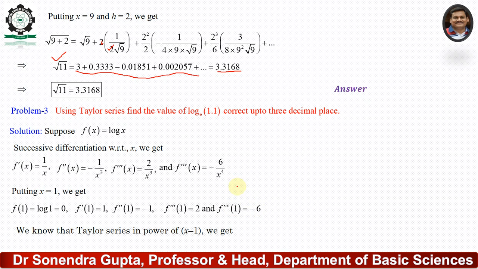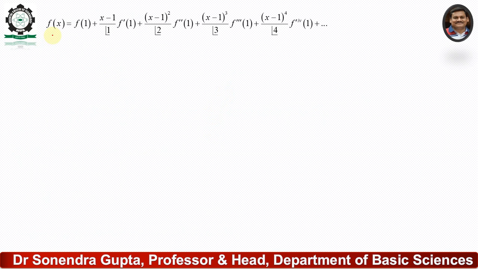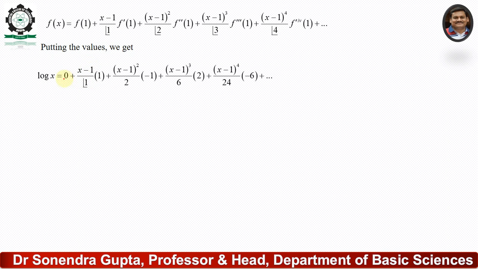Then we can use the Taylor series in the ascending power of x minus 1. Why are we using the ascending power of x minus 1? Because we need the value of log 1.1. Okay, now the formula is f of x equal to f of 1 plus x minus 1 upon factorial 1 f dash of 1, plus x minus 1 whole square upon factorial 2 and so on. Putting in all the values of f of 1 and its derivatives, now we can get this much. Now 2 here cancels with this term, that means the 3, and similarly 6 cancels with this term, that is 4. Then we get the required expression: x minus 1 whole square upon 2 and so on.